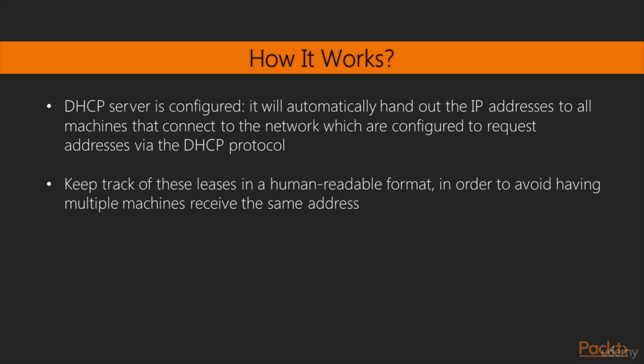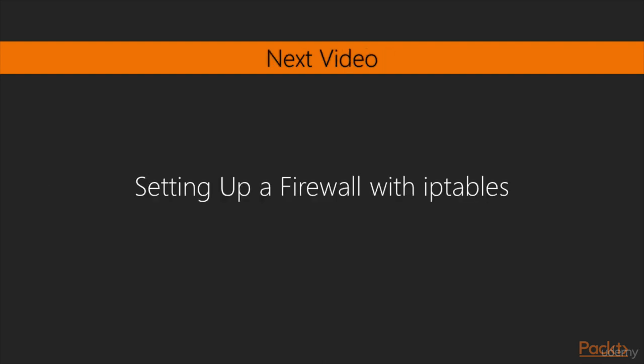Now that your DHCP server is configured, it will automatically hand out the IP addresses to all machines that connect to the network, which are configured to request addresses via the DHCP protocol, which is often the default. It will keep track of these leases in a human-readable format, in order to avoid having multiple machines receive the same address. Nice! In this video, we dealt with setting up DHCP. In our next video, we will set up a firewall with iptables.